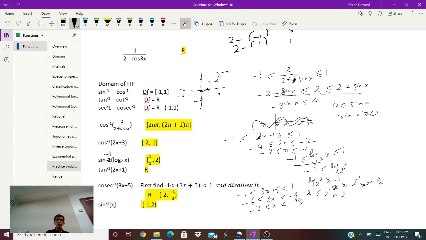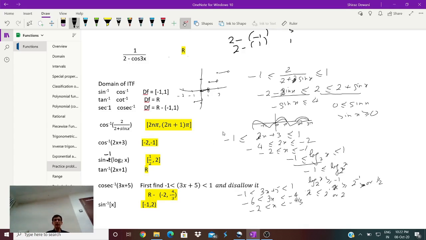But if it is 2, then the output would be 2 and that would not be accepted by the sine inverse function. So as long as it is up to say 1.9 or 1.99, anything less than 2, the GIF would produce 1, which will be accepted by the sine inverse function. So the domain for x would be from minus 1 till 2, with minus 1 included and 2 not included.